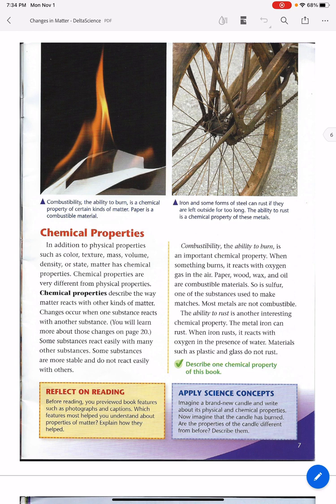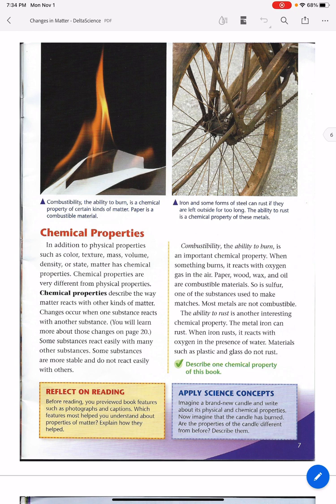Some substances react easily with many other substances. Some substances are more stable and do not react easily with others. Combustibility, the ability to burn, is an important chemical property. When something burns, it reacts with oxygen gas in the air.